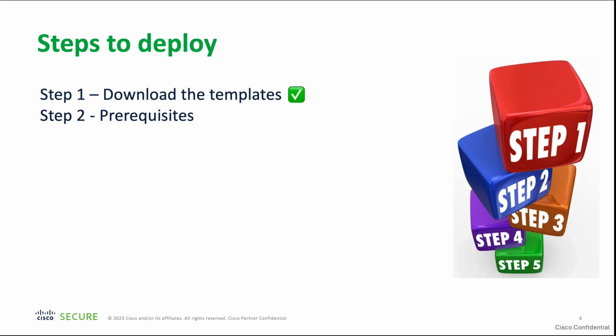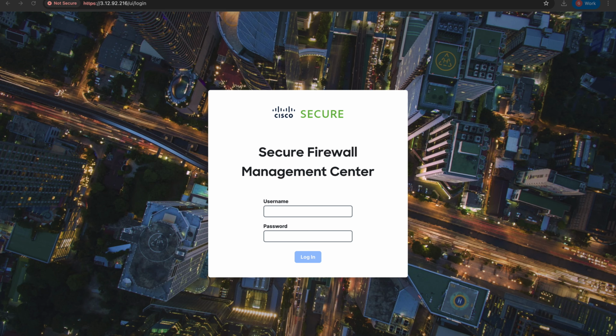Now we've downloaded the templates that we need to deploy this solution, and we have a few other prerequisites that we need to complete before going further. We need to have one FMC, Firewall Management Center, to manage our firewalls. You can either use an existing FMC or deploy a new one. I already deployed one FMC in AWS, so we'll be using this FMC for this deployment. Let's just quickly log in.